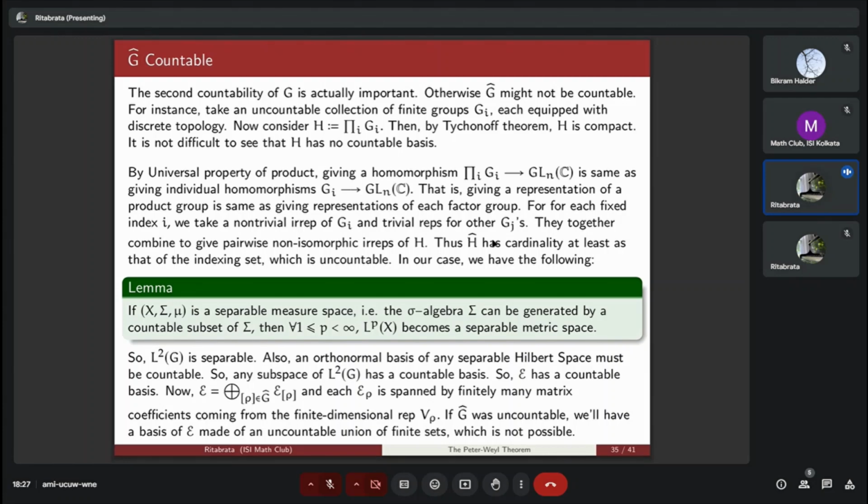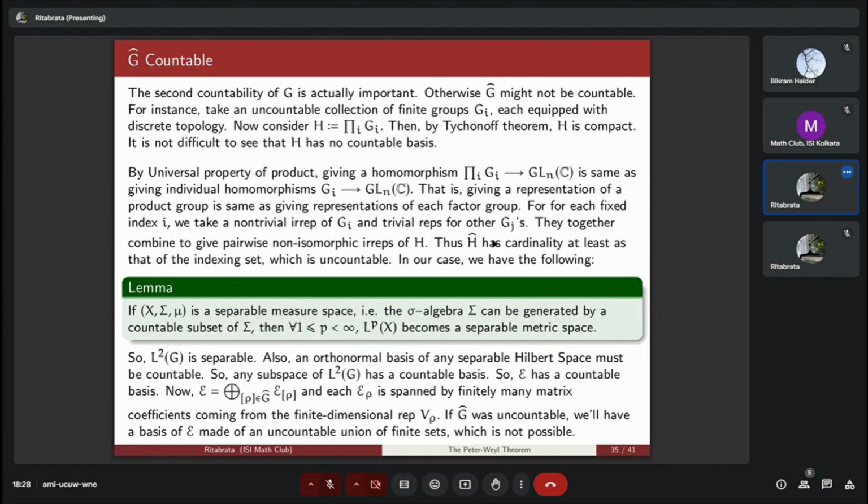Now, an orthonormal basis of any separable Hilbert space must be countable. Why? Because for an orthonormal basis in a Hilbert space, any two members of the orthogonal family must be square root 2 distance apart, like the norm of e_i minus e_j squared is 2. If it is separable, it has a countable dense subset. Since any two basis elements are square root 2 apart, we can take any distance d less than square root 2, let's say 1 point something small.